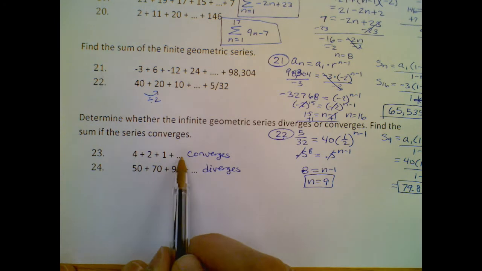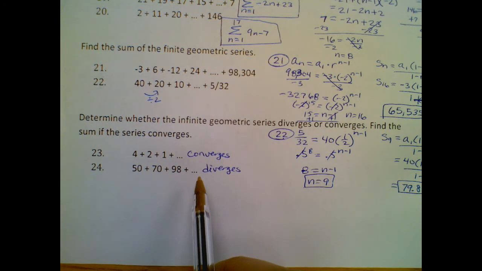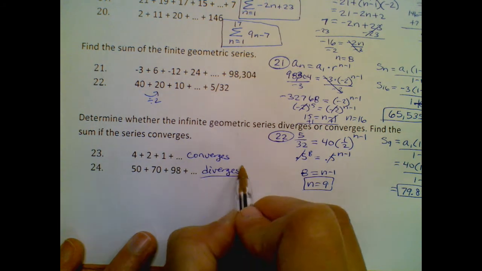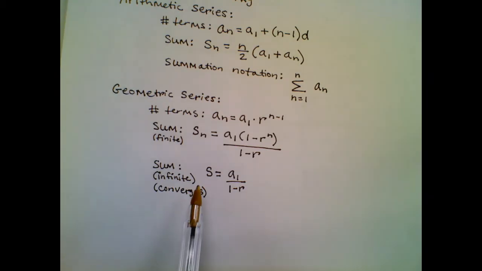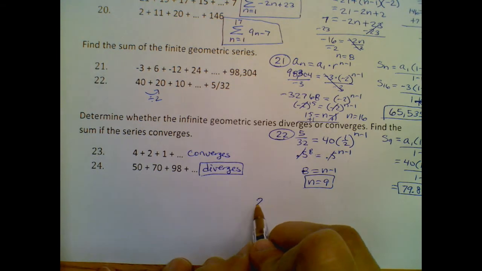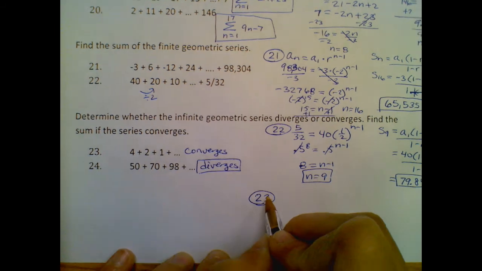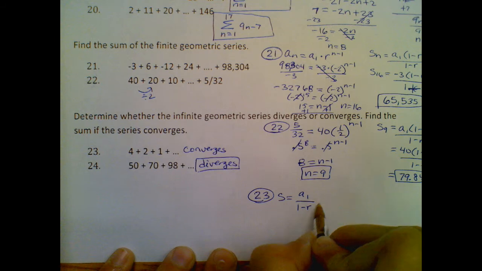Alrighty, so for this first one, since it converges, then we can find the sum of it. The second one, since it diverges, we cannot find the sum of it. That would just be our final answer. So let's go back up to 23. We want to use this last formula on our formula sheet because it's infinite. It keeps going, and it converges. It approaches 0. So then for this last problem that we have, it is S equals a sub 1 divided by 1 minus our r.